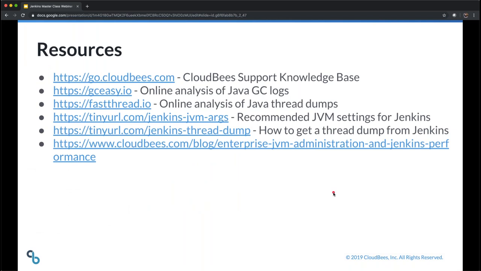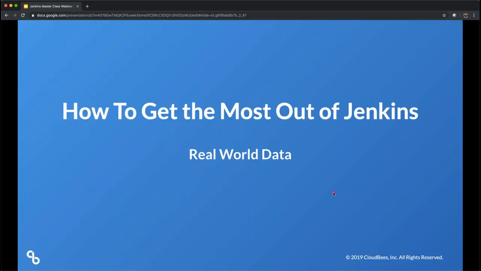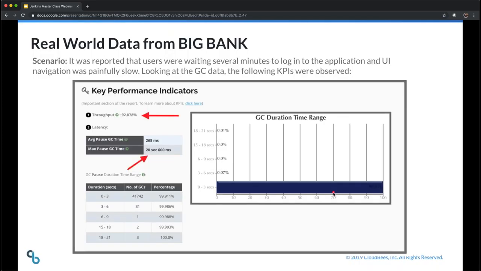We've got some great resources in the slide deck that'll be sent out to you. And I would encourage y'all to go through this and read it. Now we've got to the real world data that I want to show you. And this is some really cool stuff.